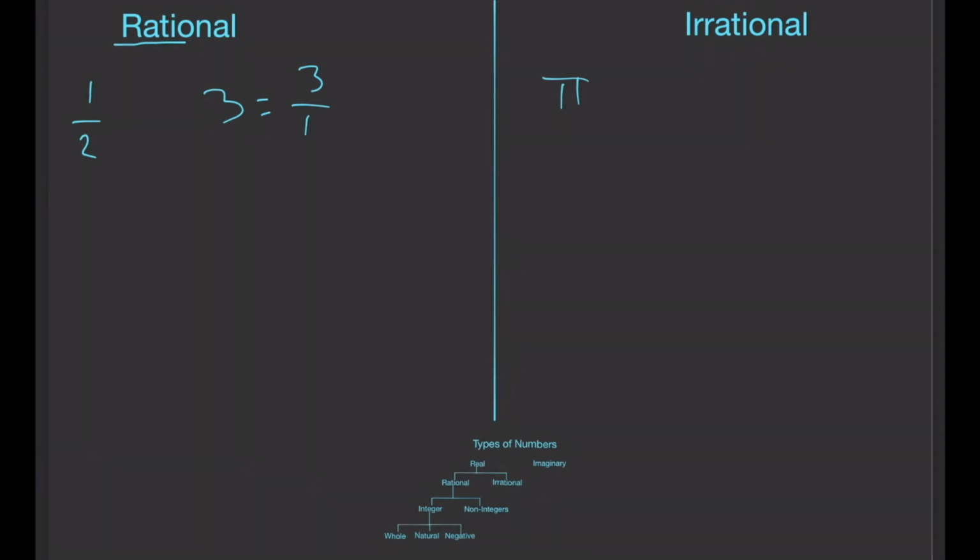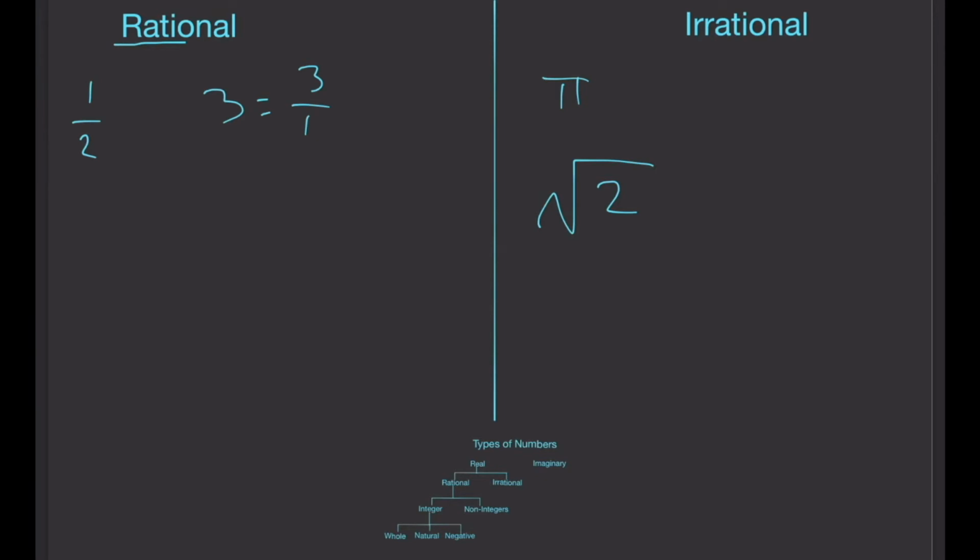Another example would be a square root number such as the square root of 2. If we do the square root of 2, we won't actually get a whole number, and so we end up getting decimals. Because of this, we keep it in the form of a square root, and this is what we call a surd. And so this is what we call an irrational number as well.